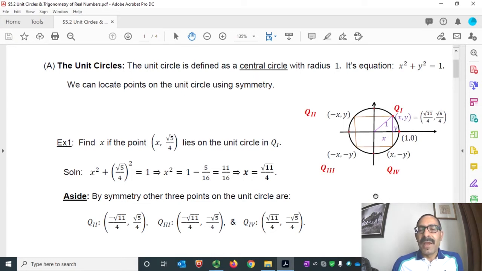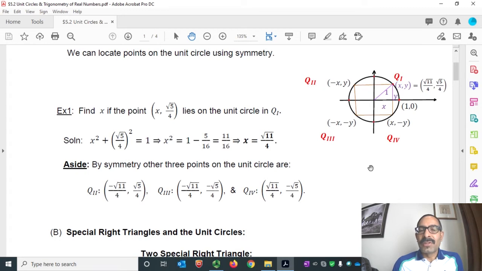Great. And by symmetry, the other 3 points on the unit circle are: here x is negative, so negative radical 11 over 4 comma radical 5 over 4. In the third quadrant, both x and y are negative, so we found this point here. Similarly, we found the point in the fourth quadrant, where the y coordinate is negative. I hope this computation makes sense to you all. Now let's move on.